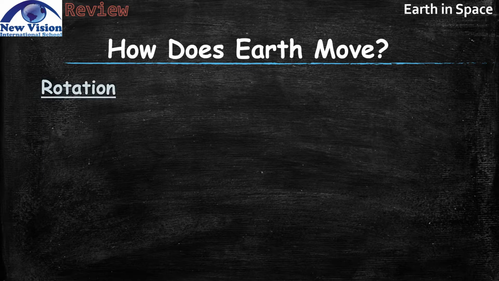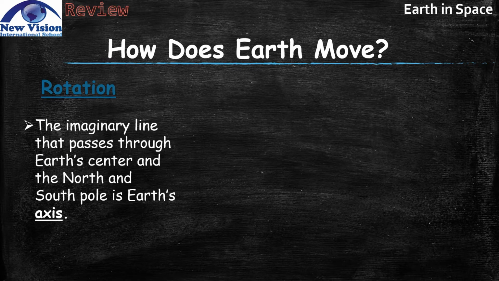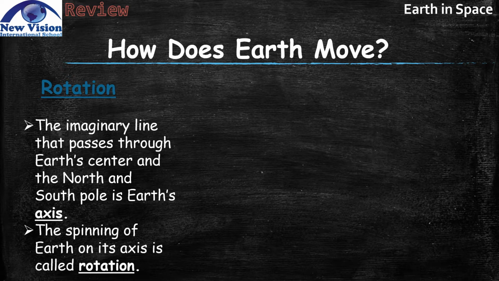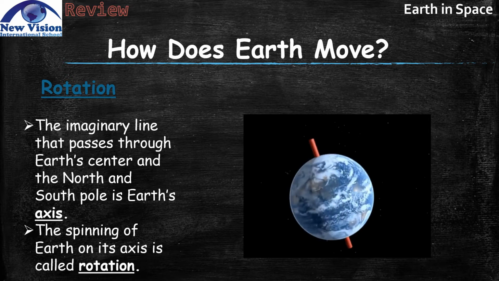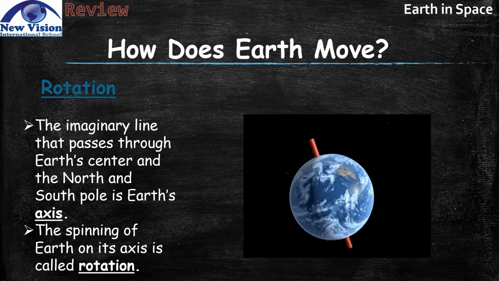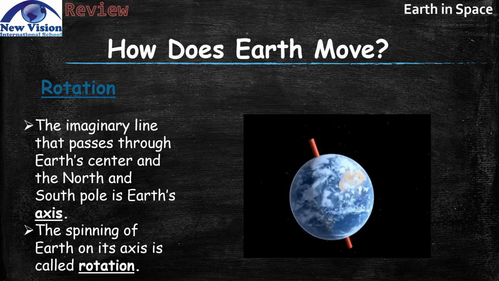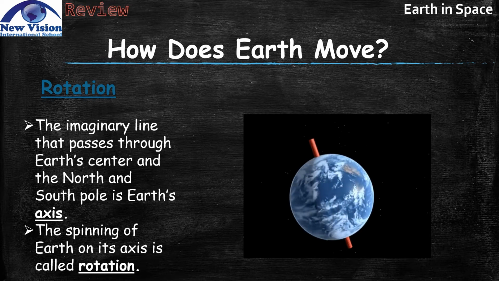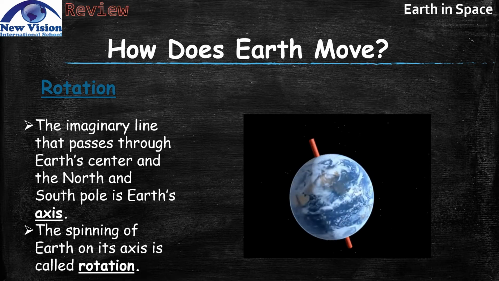Rotation. The imaginary line that passes through Earth's center and the North and South Pole is Earth's axis. The spinning of Earth on its axis is called rotation. Earth's rotation causes day and night. It takes Earth 24 hours to rotate once. We call that cycle a day.